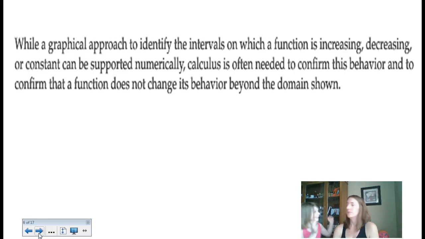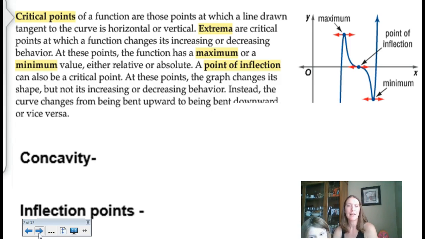Yes, sir. Oh. Okay. You want to confirm this behavior. Oh, calculus is needed to confirm the behavior. All right. Well, we don't know calculus, so good news. This is pre-calculus. We're going to be using a lot of graphing calculus.